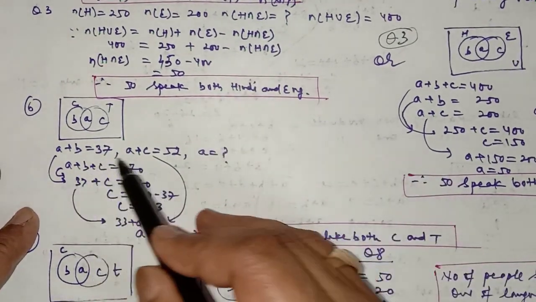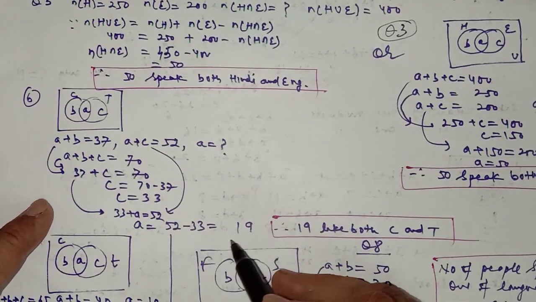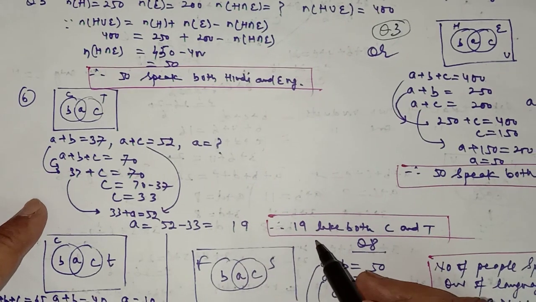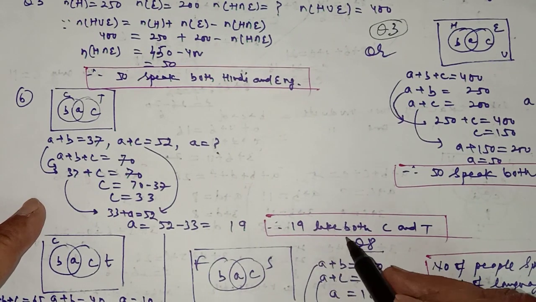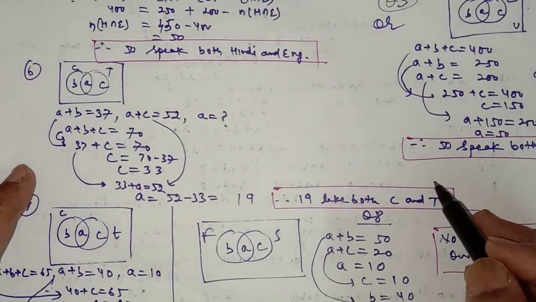So simplify these three equations to get the values of A, B, C. Rather, you have to find only the value of A, which comes out to be 19. So in the end you have to write that 19% like both tea and coffee.